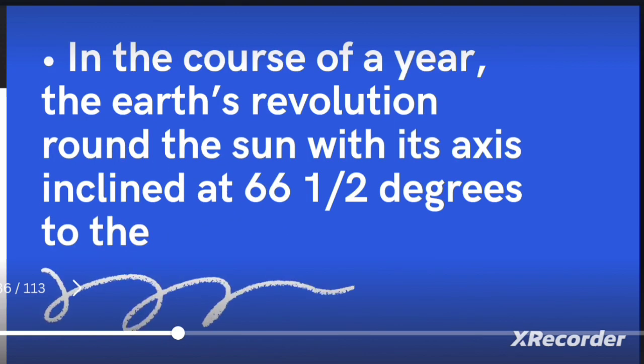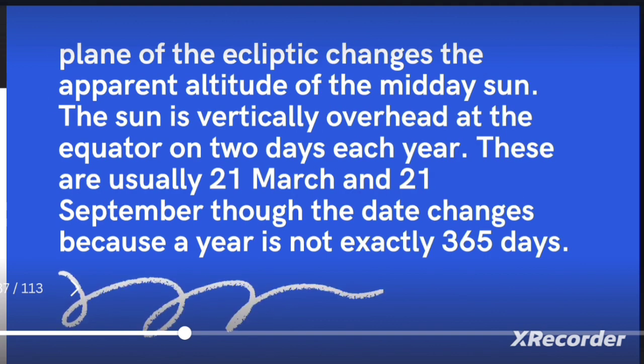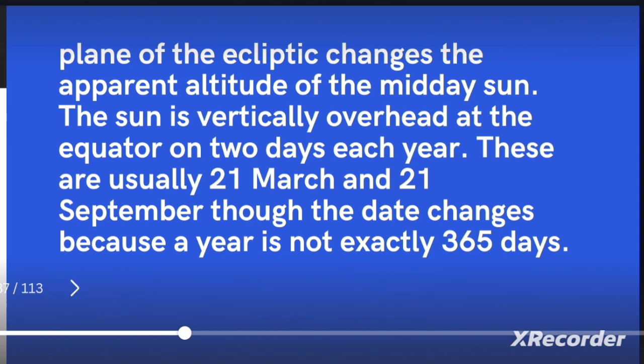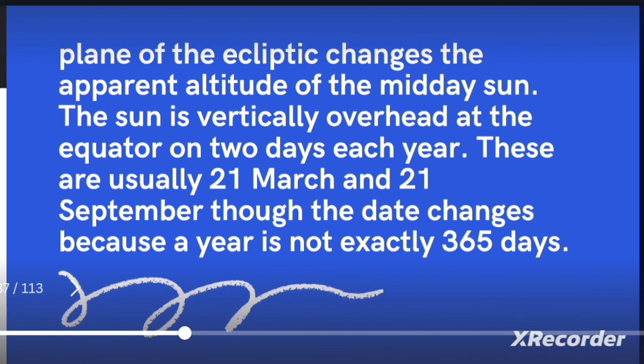Over the course of the year, as the earth revolves around the sun with its axis inclined at 66½ degrees to the plane of the ecliptic, the apparent altitude of the midday sun changes. The sun is vertically overhead at the equator on 2 days each year. These are usually 21 March and 21 September, though the date changes because the year is not exactly 365 days.